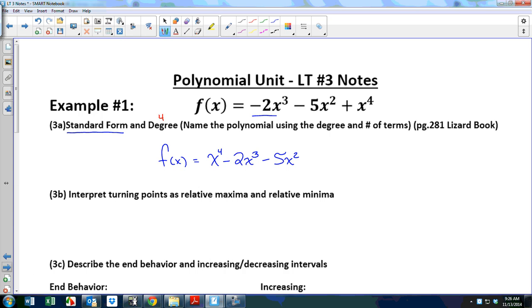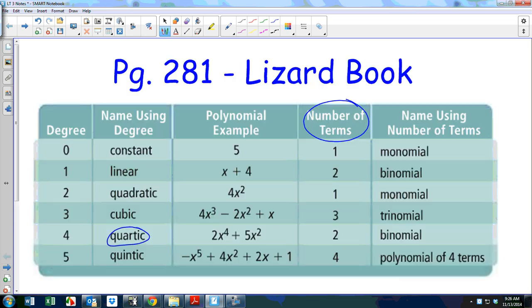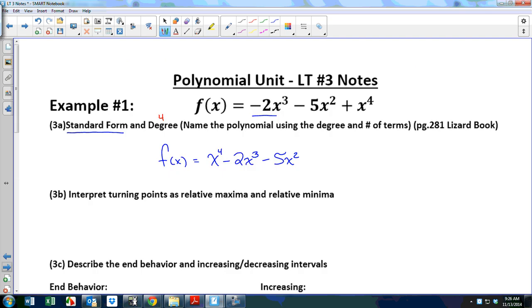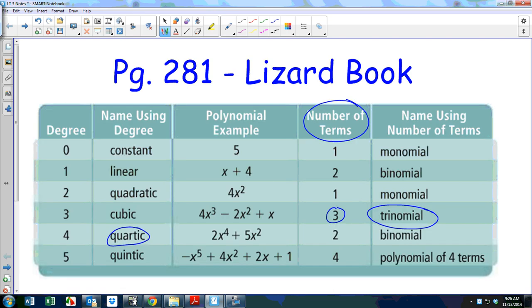So let's look back at it. How many terms does it have? It has 3 terms. So it would be called a 3 terms trinomial. So this is a quartic trinomial. That's the classification system. Quartic trinomial. All right, so you can see you'll just need to either copy that chart down, make a note, and memorize it. They're pretty intuitive. You probably know most of them.